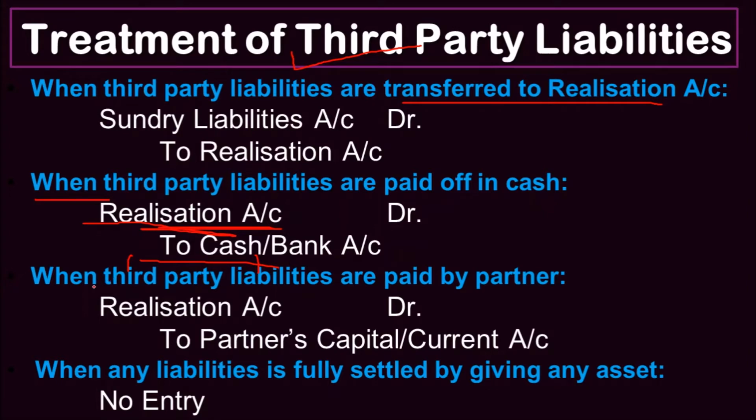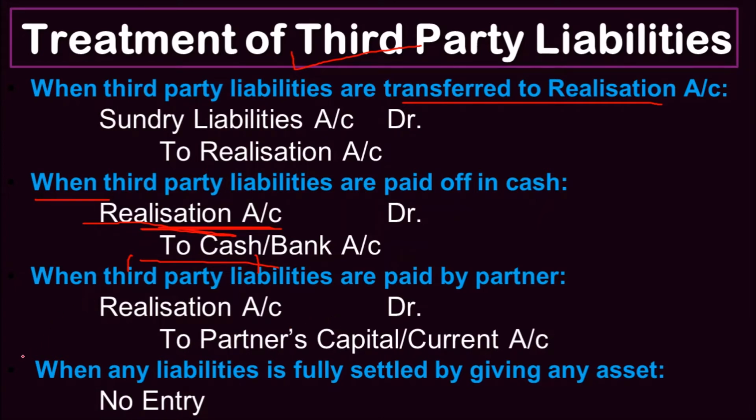Now, it can also be possible that a particular partner has taken the responsibility to pay a particular liability. In that case, realization account is debited to partner's capital account, because the liability of the partner is going to increase. His capital is itself a liability, and if he takes the responsibility of creditors, then his liability on the firm is going to increase. That's why the firm is crediting his capital account, and realization account is debited.